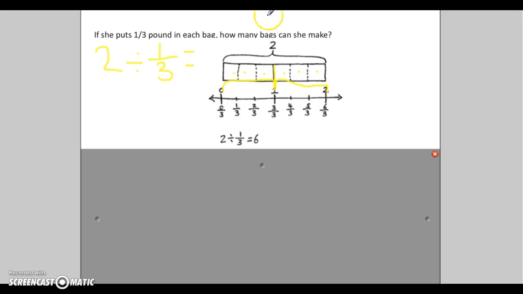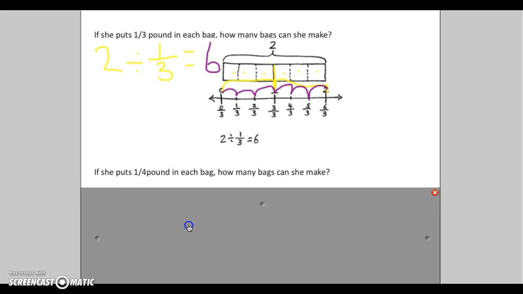If I take these jumps that we're making, this is a third of a pound, that's 1 bag. 2/3 of a pound, another bag. Total, we've used 3/3, but each jump is worth a third. We've made 6 thirds, which means 2 divided into thirds is 6 equal-sized pieces.